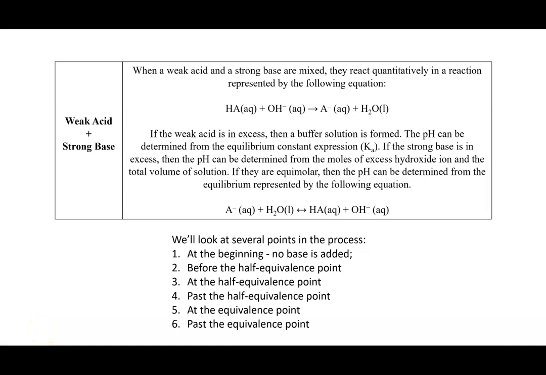All right, here's our second video. In this case, we're going to be talking about what happens when a weak acid is mixed with a strong base, and we'll see what results. So here's our summary. When a weak acid and a strong base are mixed, they react quantitatively in a reaction represented by the following: HA plus OH minus forms A minus plus H2O.